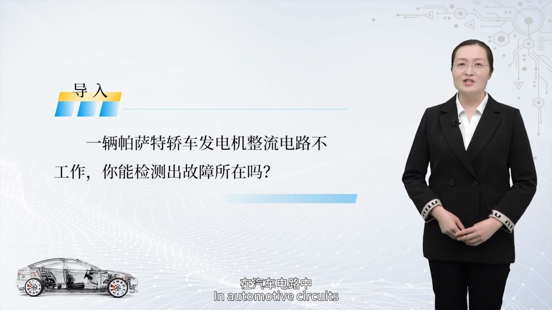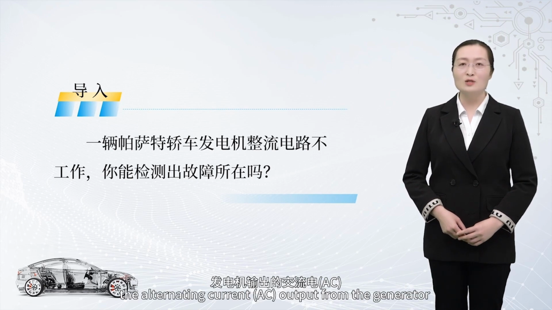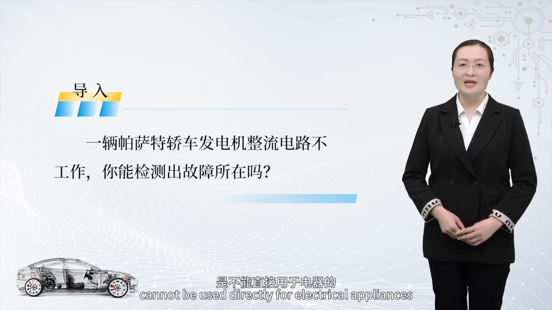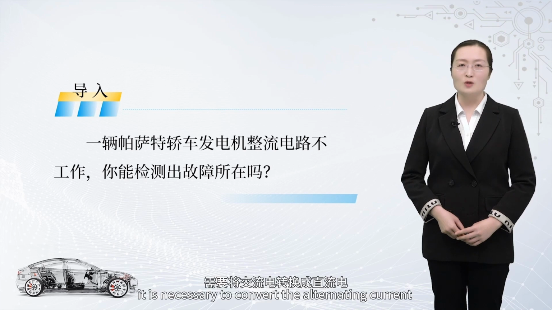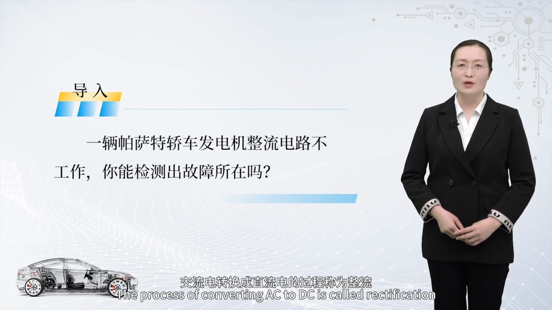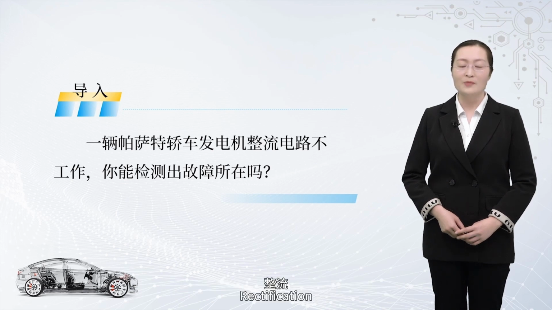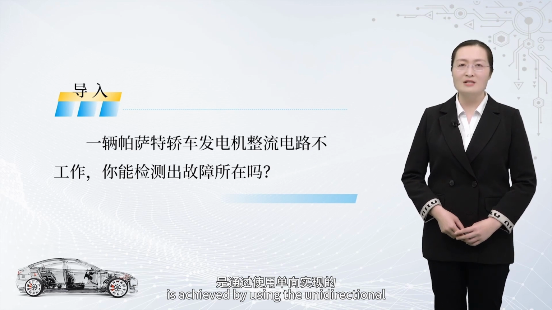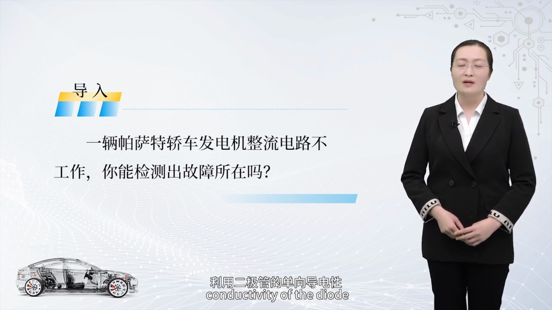In automotive circuits, the alternating current, AC output from the generator, cannot be used directly for electrical appliances. In this case, it is necessary to convert the alternating current to direct current. The process of converting AC to DC is called rectification. Rectification is achieved by using the unidirectional conductivity of the diode.